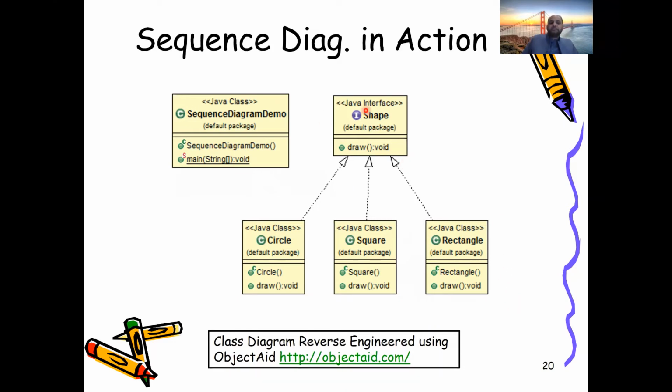There is a Java interface, and there are 3 classes: circle, square, and rectangle, which are implementing the shape interface. Shape interface has an abstract draw method which has to be implemented by circle, square, and rectangle classes. This structure is then used by this sequence diagram demo, which has a main method, and the implementation of behavior has been written in the main method.